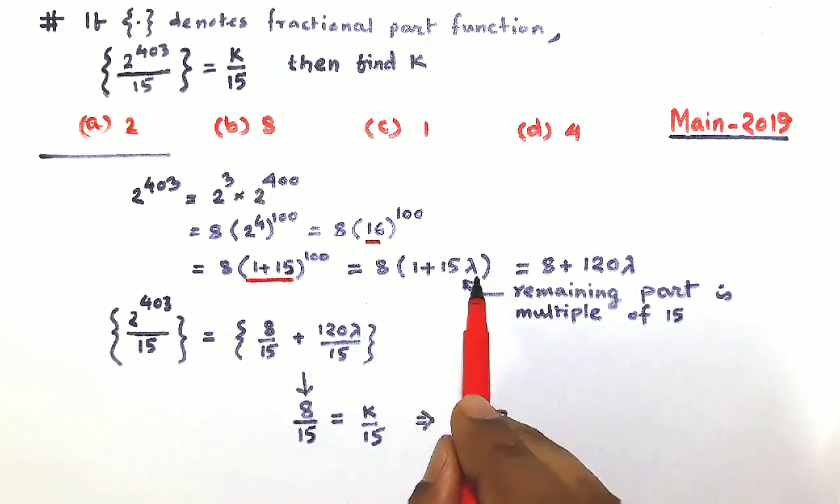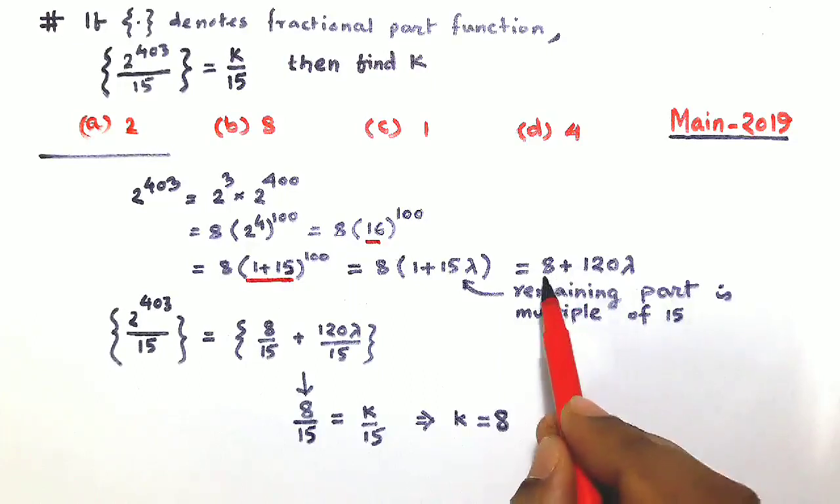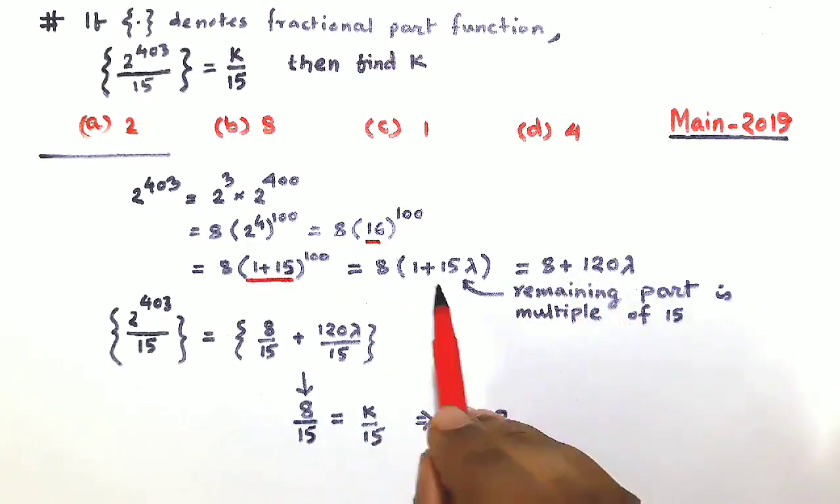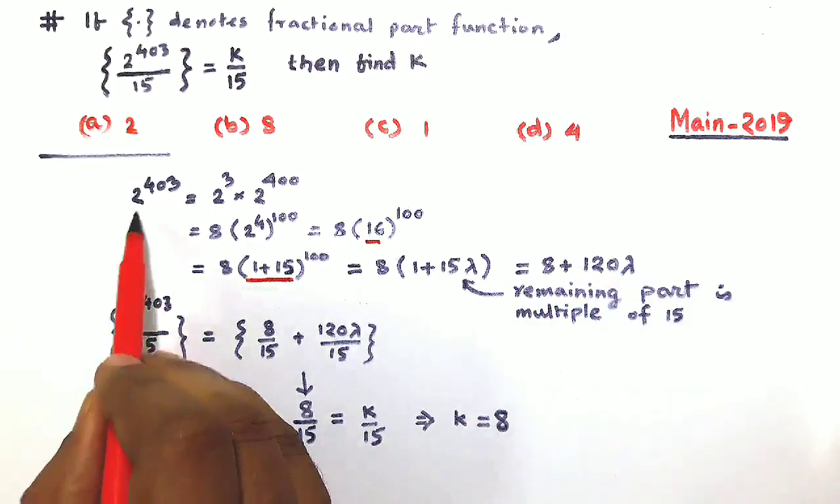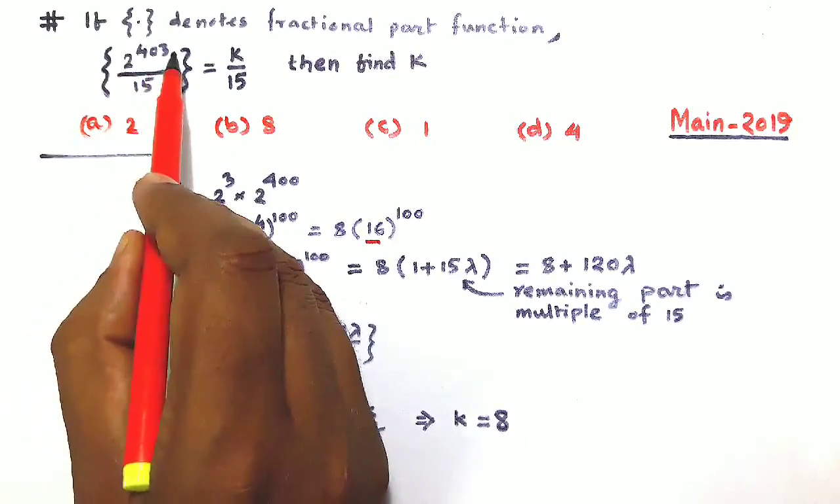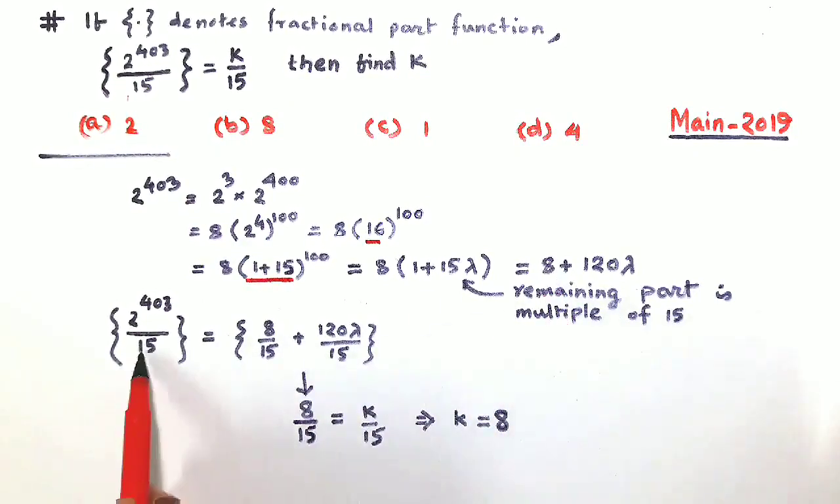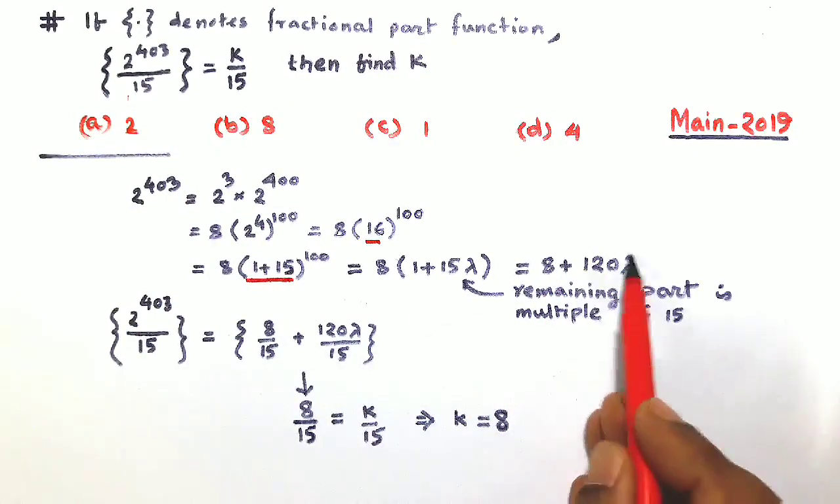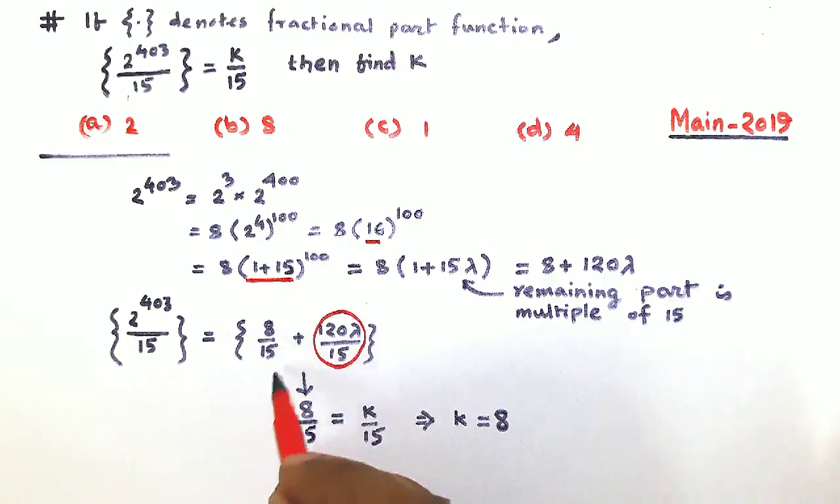For this we have written 15 lambda, and on distribution we get 8 plus 8 into 15 lambda, that is 120 lambda. Okay, so the fractional part of 2 to the power 403 divided by 15 is equal to the fractional part of 8 divided by 15 plus 120 lambda divided by 15. And this is exactly divisible by 15, so no need to get any fractional part from this, but 8 by 15 will be the remaining fractional part. So this is 8 by 15.